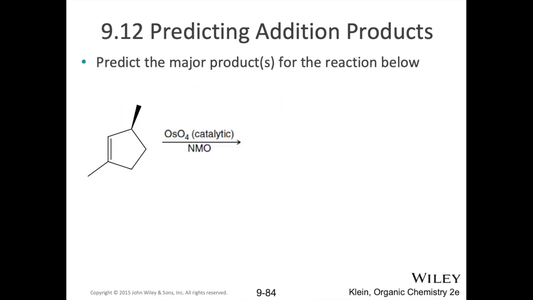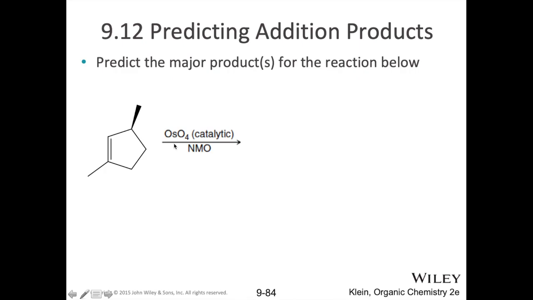So let's try a practice problem out here. Feel free to pause this and try this out, but let's analyze this now. So we have our alkene here, right? We're going to add across this double bond. Our reagent here is osmium tetroxide, right? We're using it in catalytic amounts, and there is the molecule NMO, which remember is an oxygen source, which essentially helps turn over the catalyst. We're just going to replenish it with more oxygen.